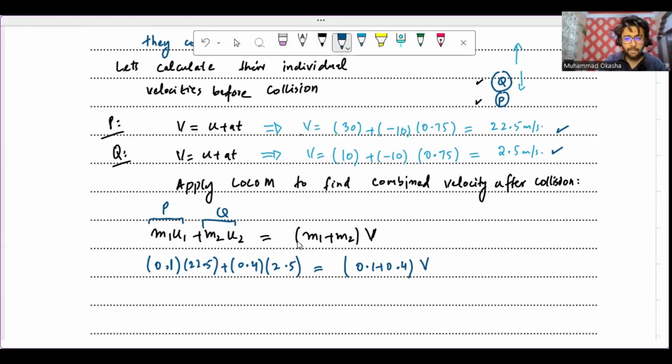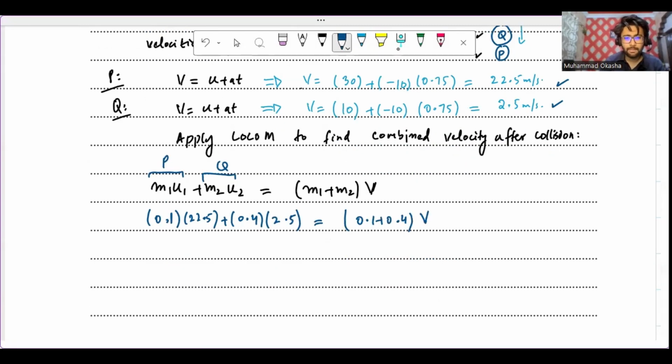velocity. If you were to do the maths on it, all you have to do is simply multiply them, add them, divide by 0.5, and you will get the final velocity, which will be 6.5. So that's the velocity of PQ after collision. I'm going to name it as velocity PQ, and you're going to get 6.5 meters per second. That's the combined velocity after collision. Okay, so that was the first part of the question, and we have this figured out.